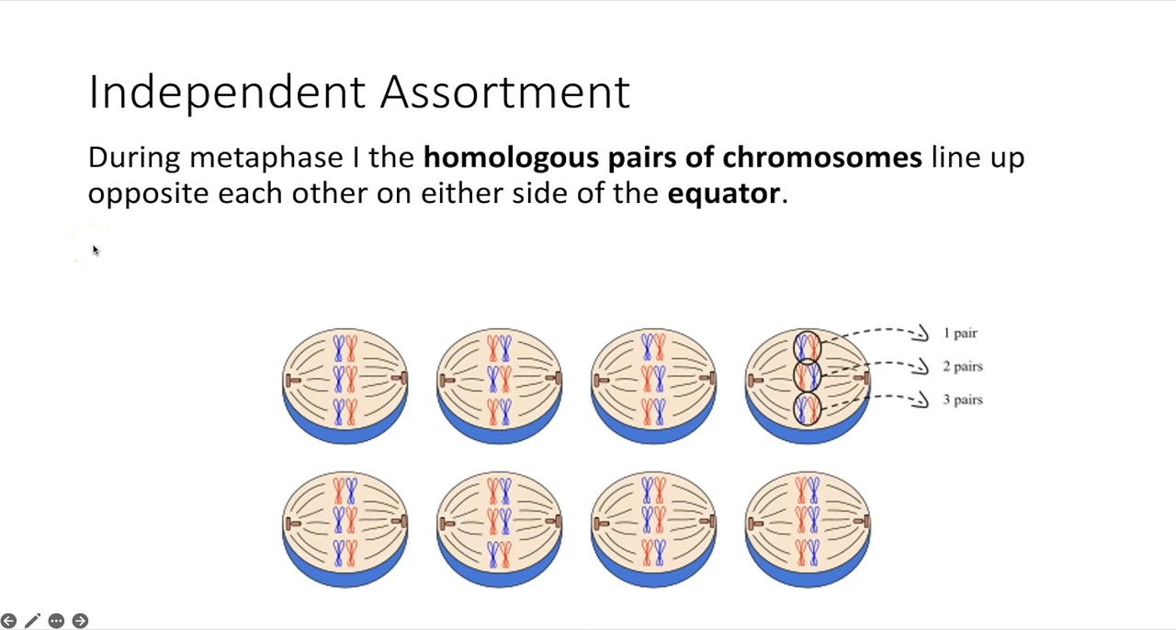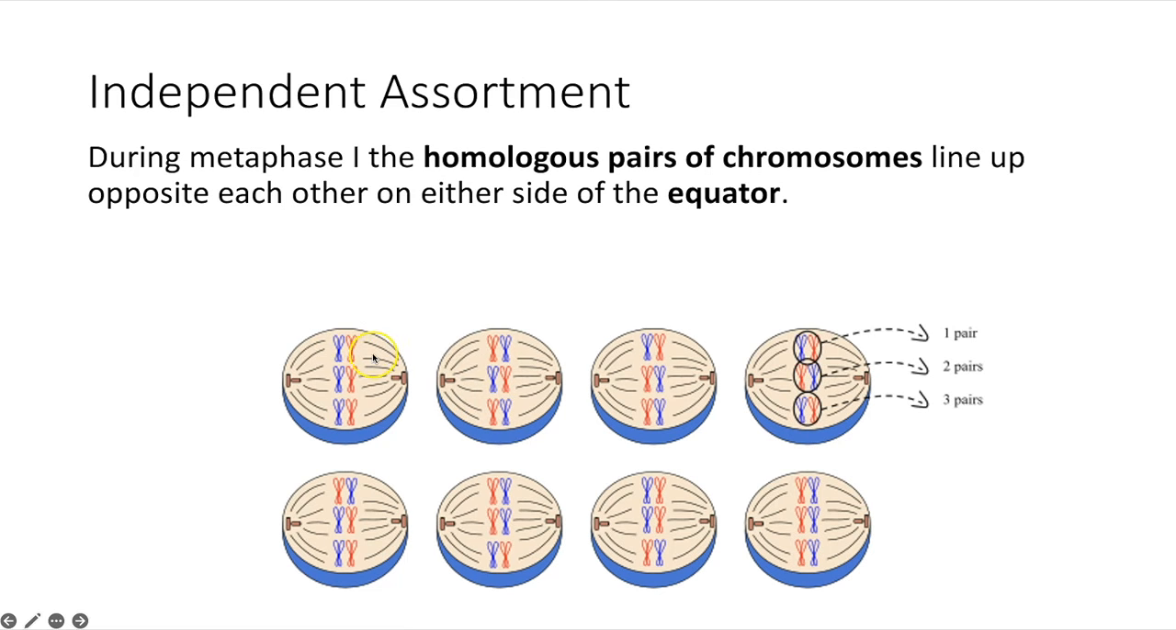Independent assortment also happens in Meiosis 1, and it's in metaphase 1 when the homologous pairs are lining up at the equator to make those bivalents. But this time the concept is that it's random which side of the equator the homologous pairs align. So whether you have the maternal or the paternal on the left or the right for all of those homologous pairs.